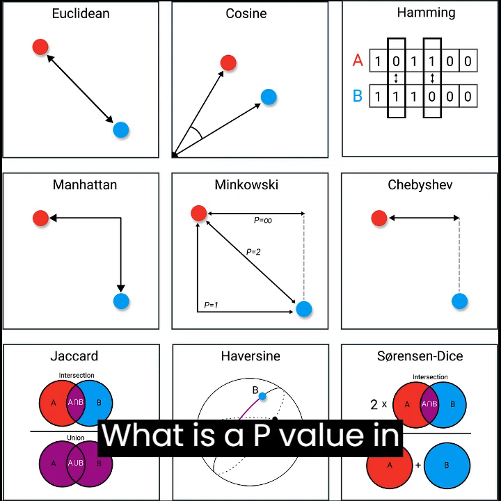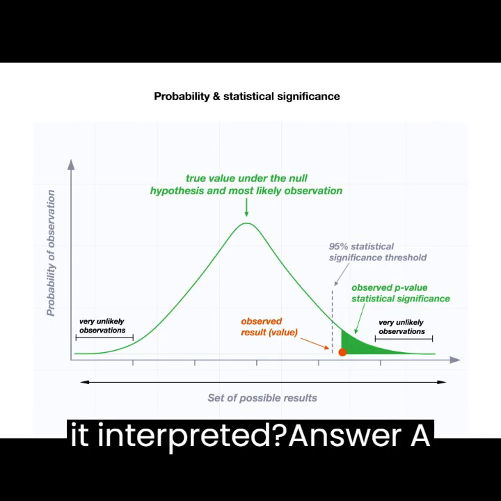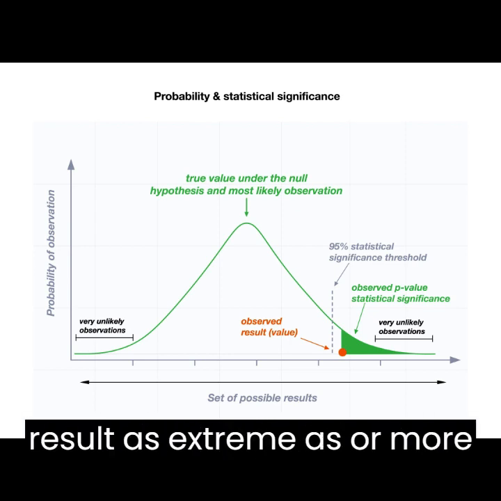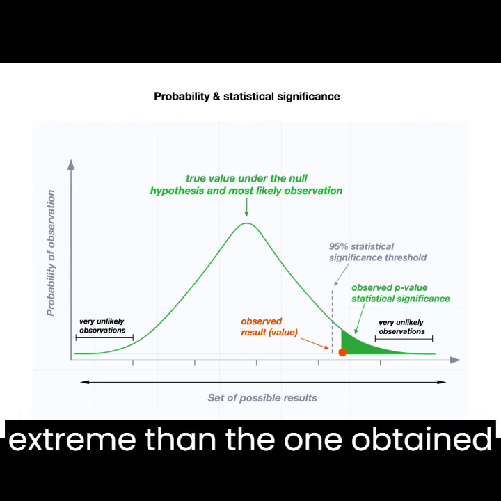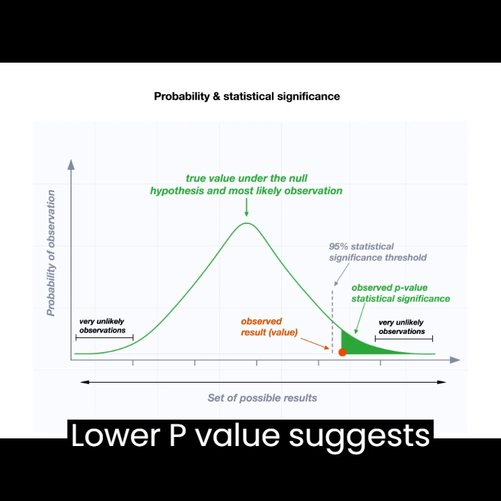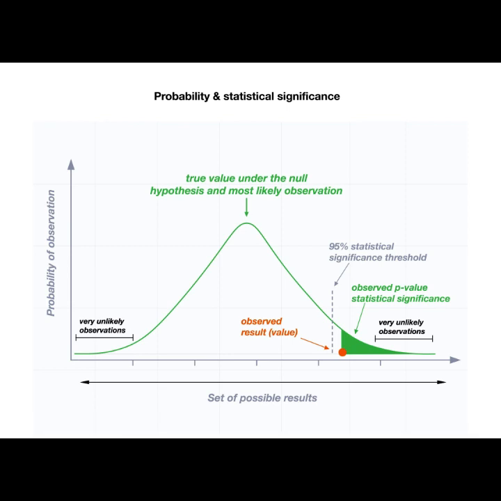24. What is a p-value in hypothesis testing, and how is it interpreted? Answer. A p-value represents the probability of observing a result as extreme as, or more extreme than, the one obtained under the null hypothesis. Lower p-values suggest stronger evidence against the null hypothesis.